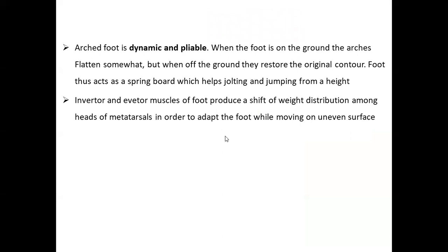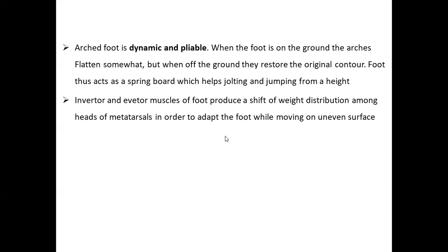Then arched foot is dynamic and pliable. That is, what does it mean? It means that जब हम लोग foot ground पे रखेंगे, when the foot is on the ground, the arch is flattened somewhat. पूरा नहीं, थोड़ा बहुत. मगर when it is off the ground, they regain their original contour. Foot thus acts as a springboard which helps jolting and jumping from a height.